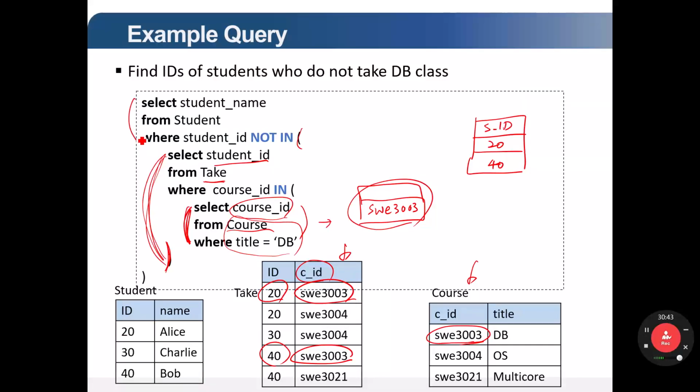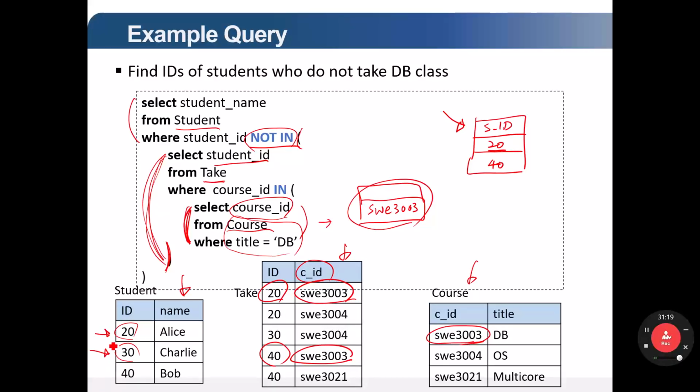Okay, and then now we go to the top level and access the student table, and we check if the student ID is included or not included. If a student ID is not included in this second level output table, then this not in operator returns true. So let's check first record. Alice's ID is 20 and it is included. Therefore, this not in operator will return false. So Alice is not going to be selected.